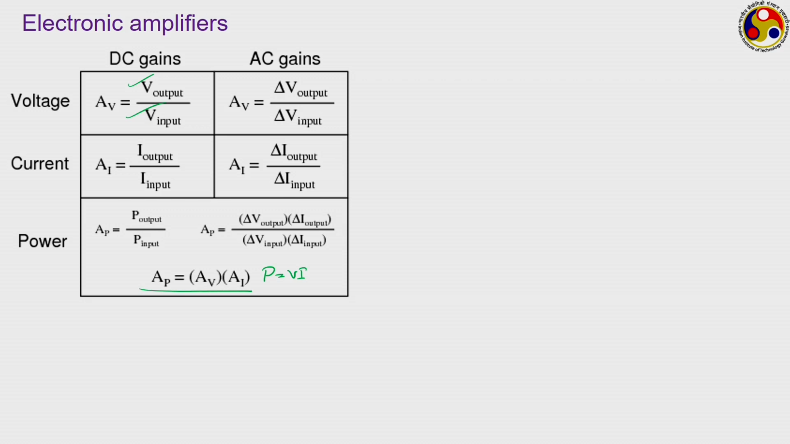Whereas, if we are talking about AC, then we generally use this symbol delta, which refers to the change. The change in output voltage divided by the change in input voltage gives you the AC voltage gain.